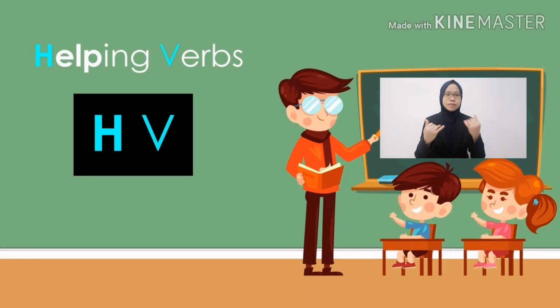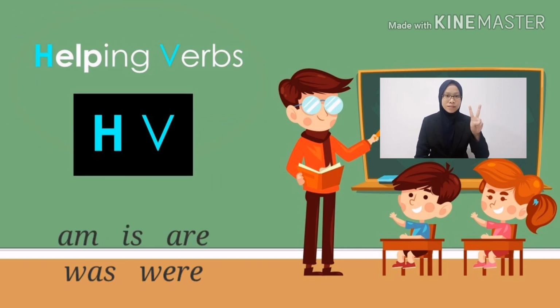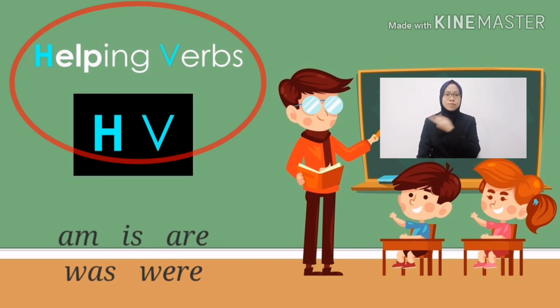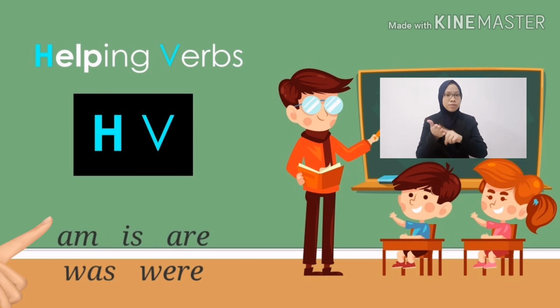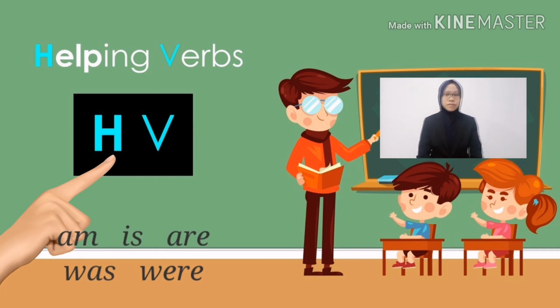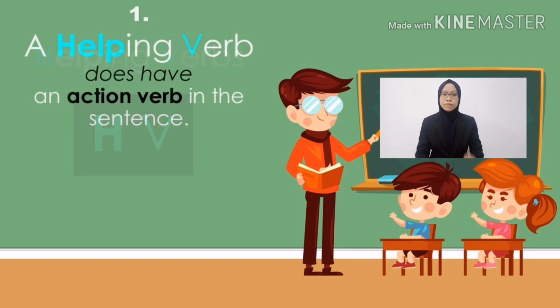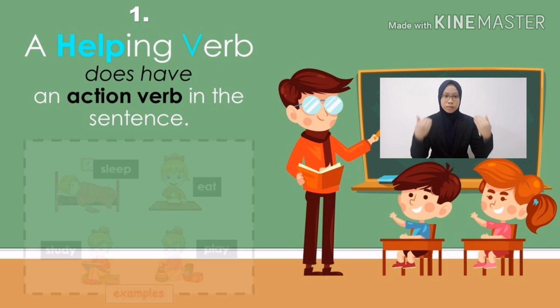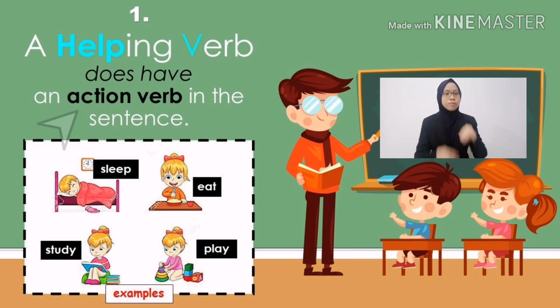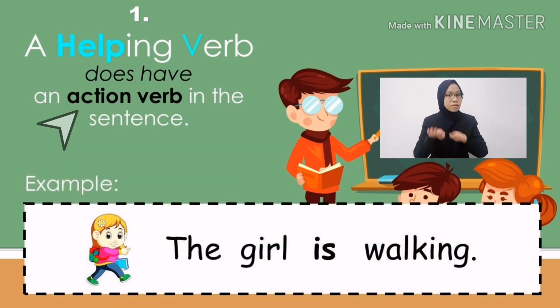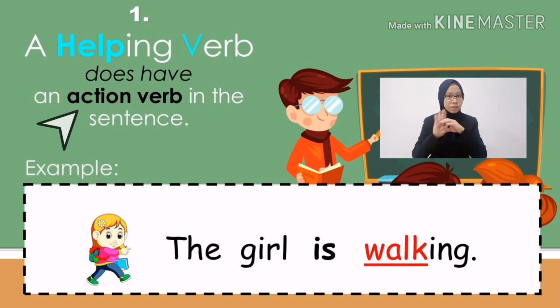Let's now turn our attention to the next main point, the helping verbs. We are still focusing on the characteristics. Number 1, unlike a linking verb, a helping verb does have an action verb in the sentence. The girl is walking. Walk is one of the examples of the action verbs.